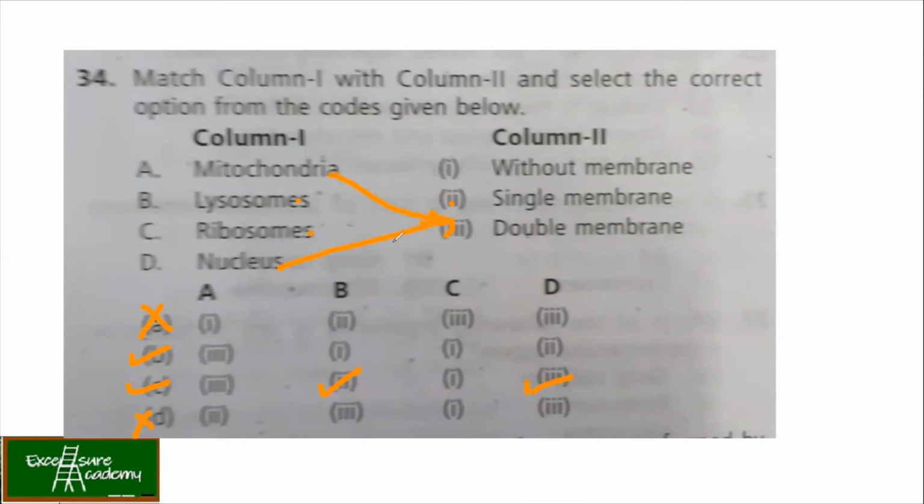Now ribosomes are nothing but they are made up of proteins as well as rRNA. So it doesn't have any membrane. So ribosomes are actually without membrane. So now if I see, my option C is the correct answer over here.